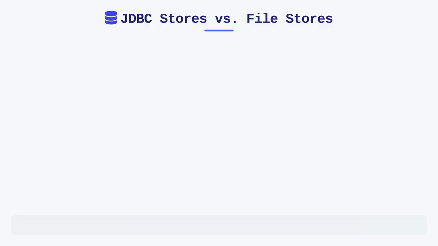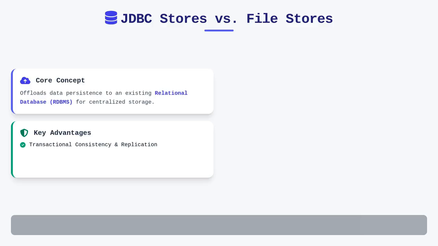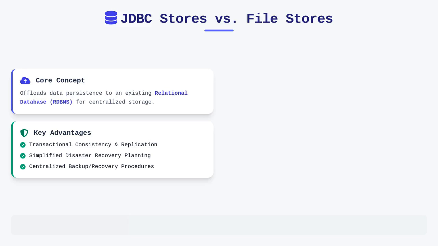In contrast to file stores, JDBC stores allow you to offload the responsibility of data persistence to an existing relational database management system. This approach is particularly useful in environments where storage operations must be centralized or where your data center architecture requires the use of database-level backup and recovery procedures for everything. By saving messaging records directly into relational tables, you inherit the transactional consistency and replication features provided by your database vendor, which can simplify some aspects of disaster recovery planning.